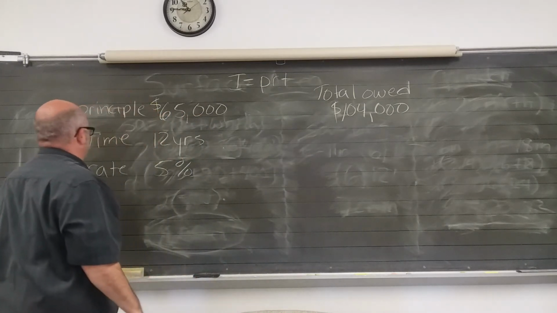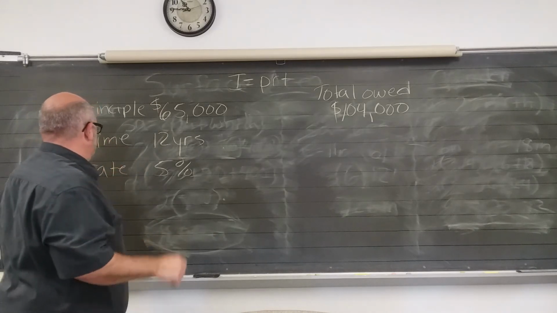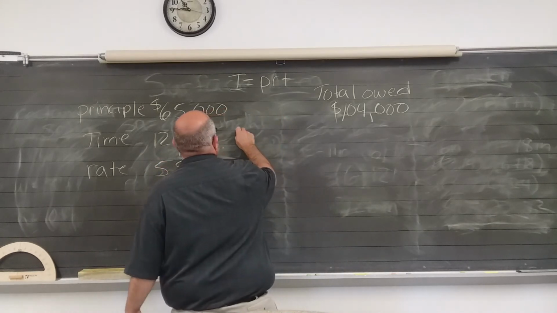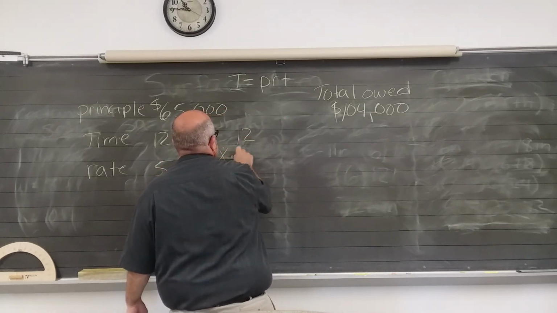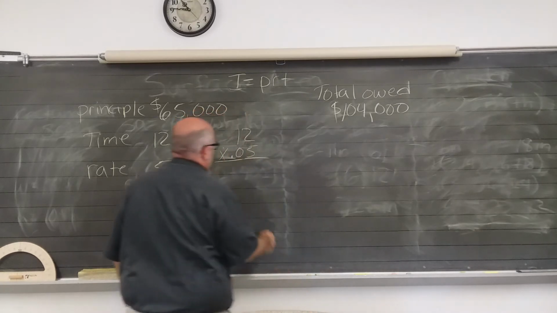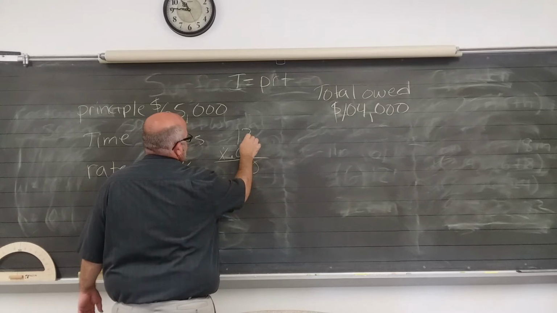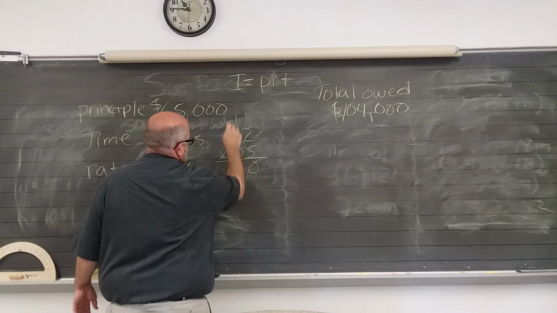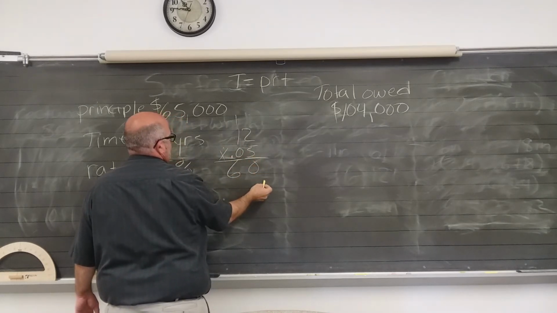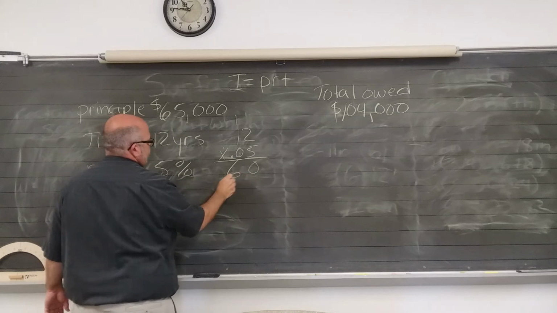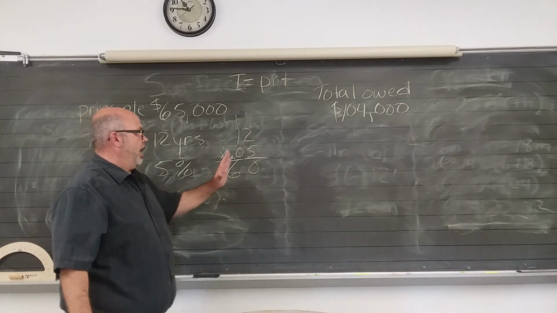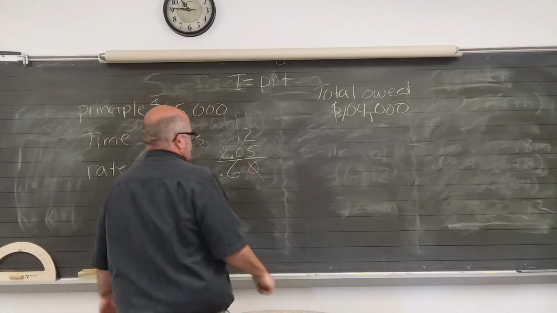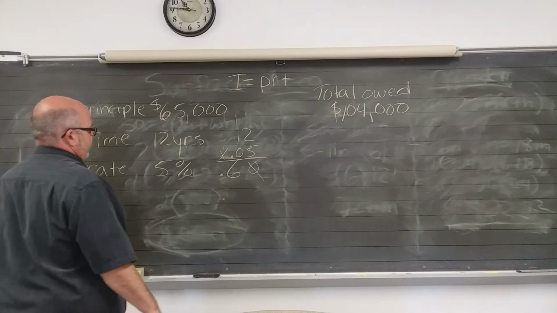Here's how you get it. First of all, you need to figure out how much interest is owed, right? Let's go 12 years times 0.05. 12 times 0.05, right? 5 plus 1, 6. Take the decimal point 2 places. You would have 0.60, or you can drop that 0 off and simply have 0.6, okay? Anytime you have a 0 at the end of it like that, you can get rid of it.